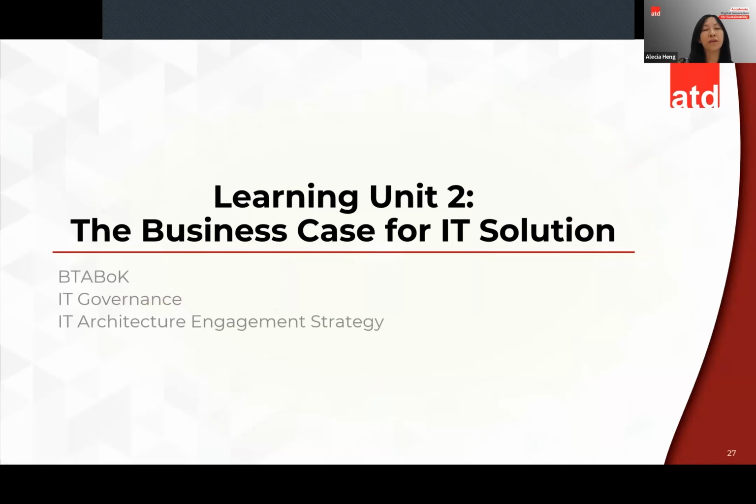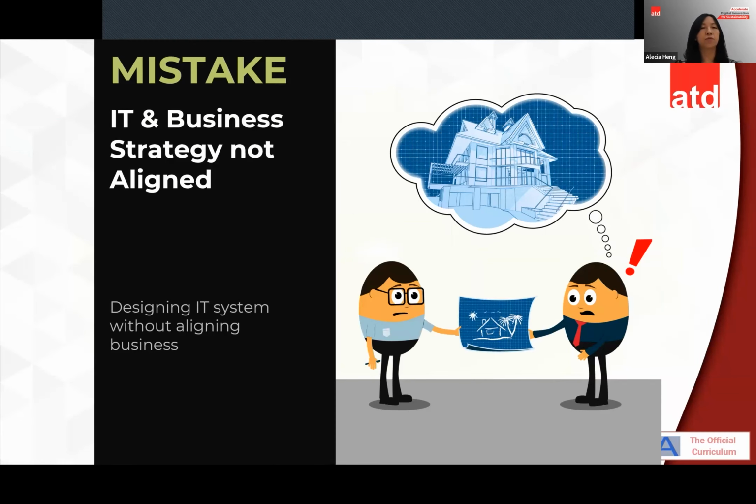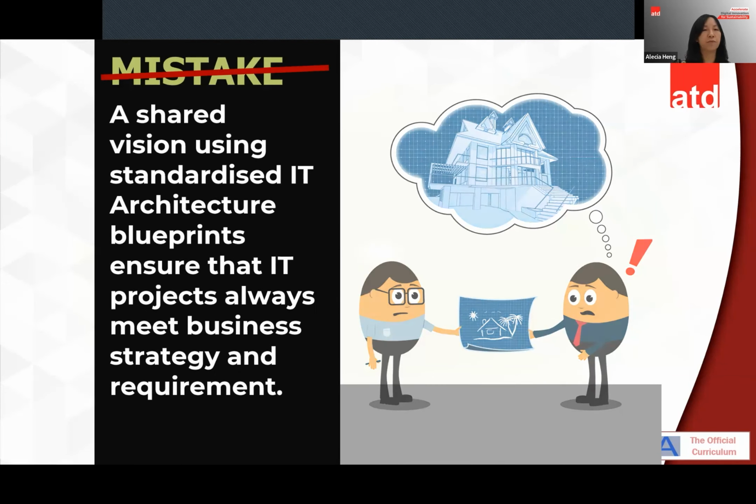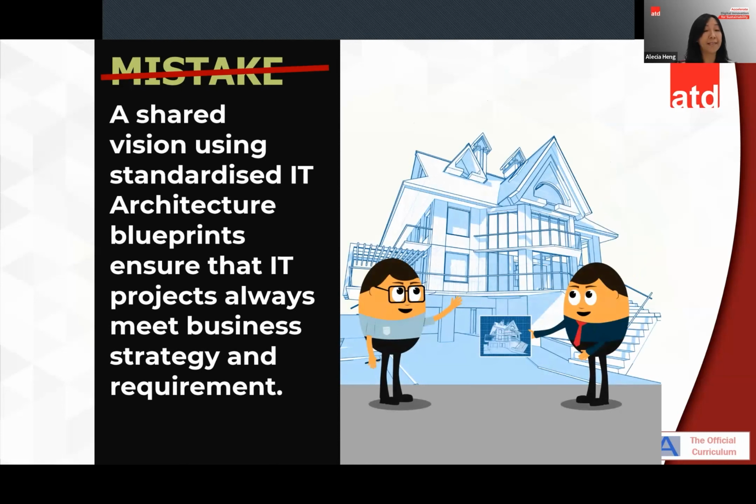Second, we will also look at how we propose a business case for IT solutions, okay? So what we will look at is the business technology architecture body of knowledge. We look into governance as a risk, and we also look into how that IT architecture can be engaged in order to come up with the business case. Right, so this will cover the area whereby we will focus on how IT and business strategy need to align, right? Without that, we will not be able to share a common vision between IT and business to meet the business strategy and requirement.